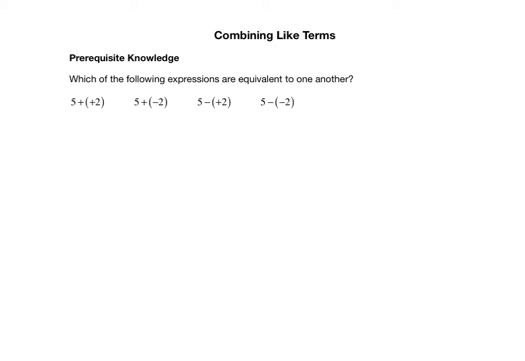If you are not sure of the properties of our arithmetic with signed numbers, you could obviously plug each of these into a calculator. 5 plus positive 2 would give you 7, 5 plus negative 2 would give you 3, 5 minus positive 2 would give you 3, and 5 minus negative 2 would give you 7. So 5 plus positive 2 and 5 minus negative 2 are the same. And 5 plus negative 2 and 5 minus positive 2 are the same thing.